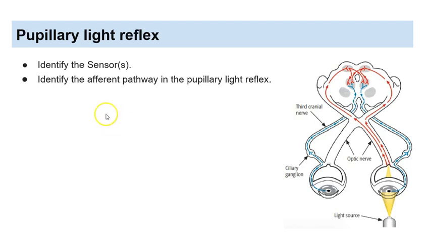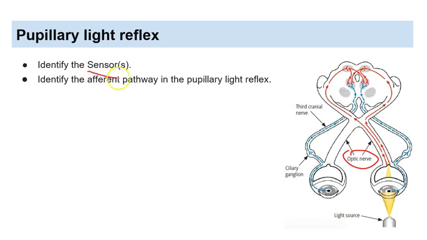Next, we have the pupillary light reflex, where we are going to shine light into the eye. The sensors would be found in the retina of the eye, which are the photoreceptors. They are so sensitive to light, so they're going to send the signals through the optic nerve, cranial nerve number 2, to the brain. So the optic nerve would be the sensory nerve working in the pupillary light reflex, and then the efferent pathway would be the third cranial nerve.